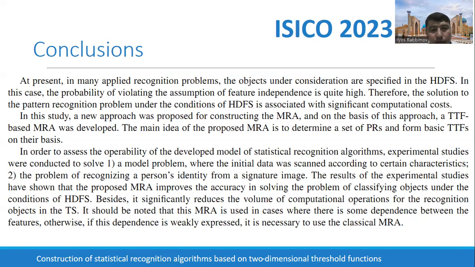In order to assess the effectiveness of the developed model of statistical recognition algorithm, experimental studies were conducted to solve a model problem where initial data was scanned according to certain characteristics. The problem of recognizing a person's identity from a signature image. The results of experimental studies have shown that the proposed model of recognition algorithm improves accuracy in solving the problem of classifying objects under the condition of high dimensionality of feature space. Besides, it significantly reduces the volume of computational operations for recognizing objects in test sets.